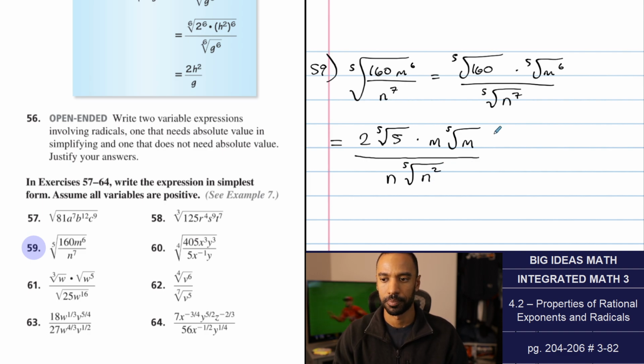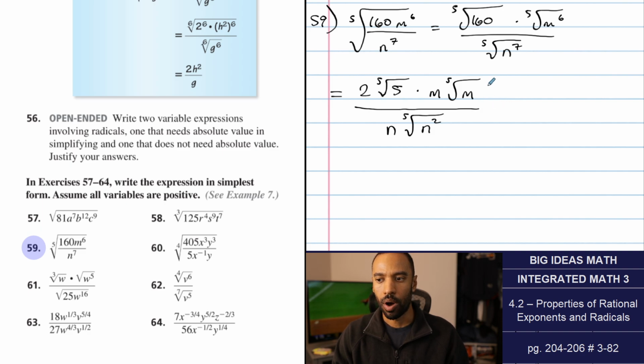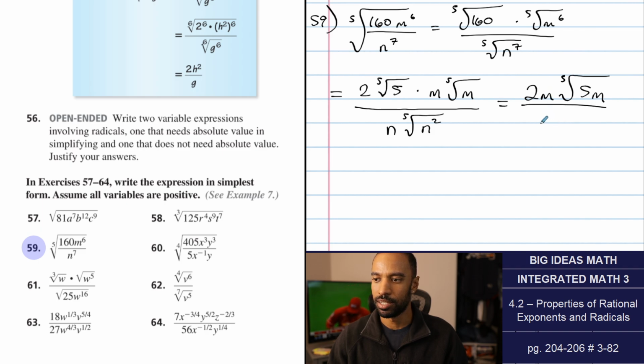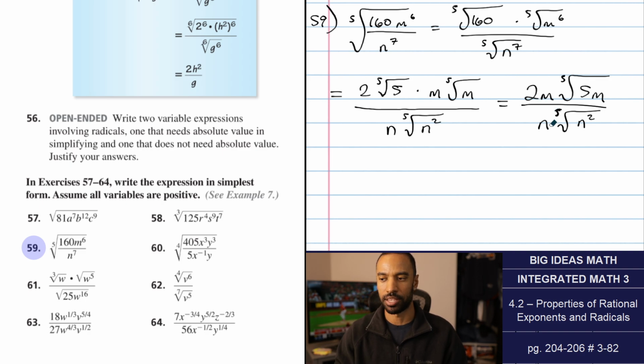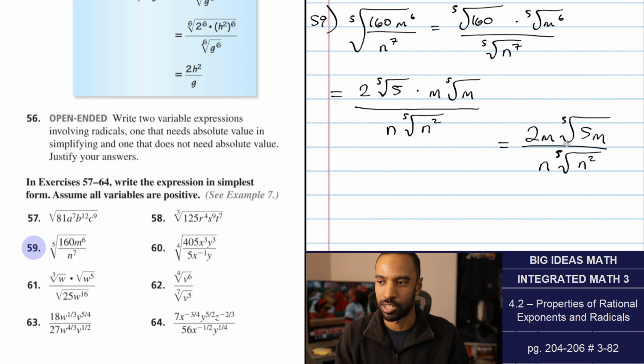So as a whole, what we now presently have is, on top we have 2m times the 5th root of 5m. And on bottom, we have n times the 5th root of n squared. The only reason I didn't combine the top with the bottom right now is because we're actually not done. That bottom actually needs to be rationalized. I need to go ahead and come up with the thing that rationalizes the denominator as a whole.